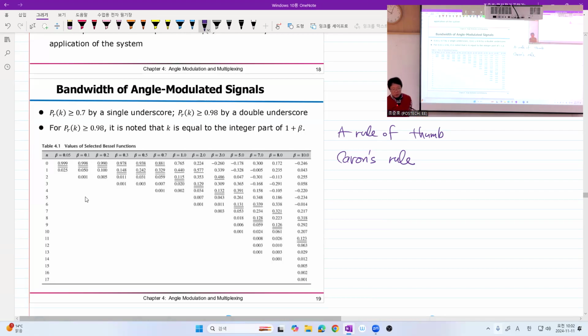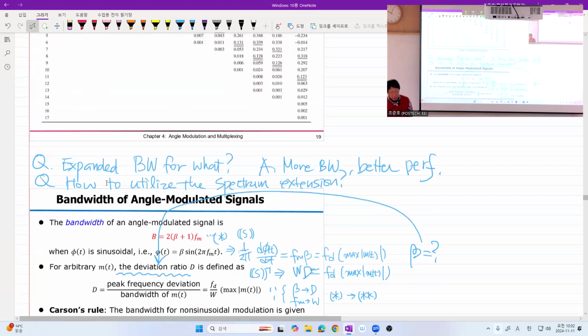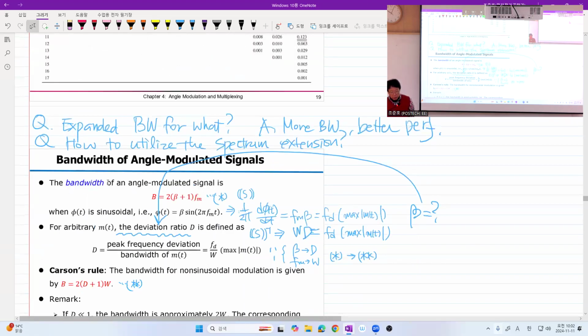Got it? So he just published his result saying that, hey, when we have a simplified sinusoidal message signal, we can say that the bandwidth of the angle modulated signal is this one. So here, let me draw. Now this is frequency, and here is FC. And the bandwidth for the real passband signal is something like this. So this is B, right?